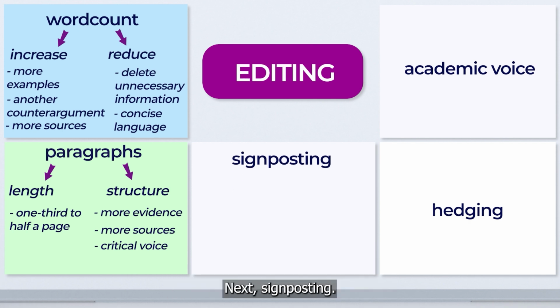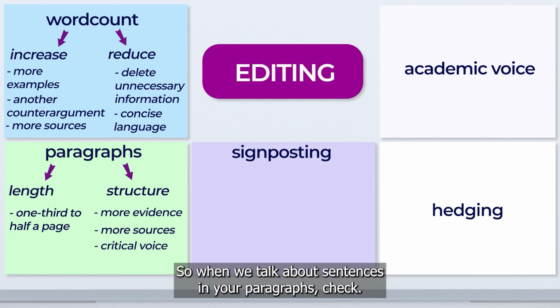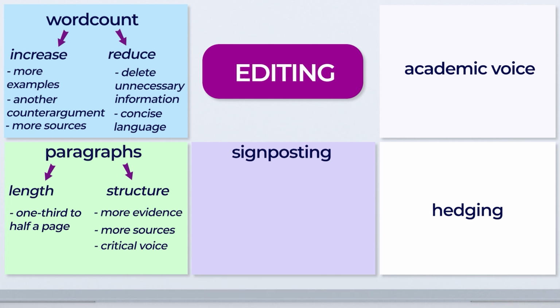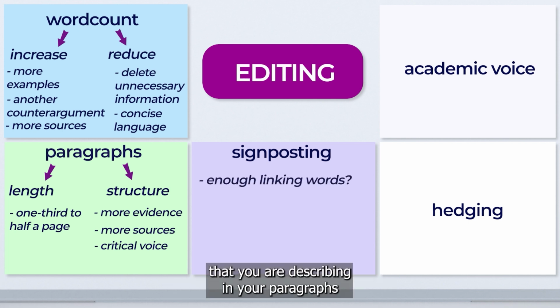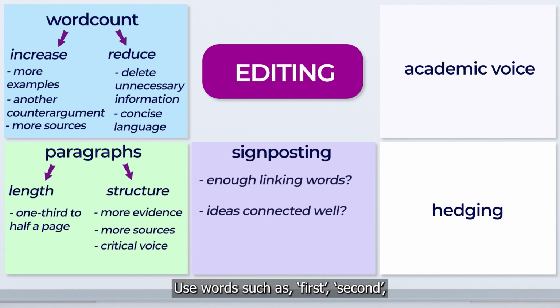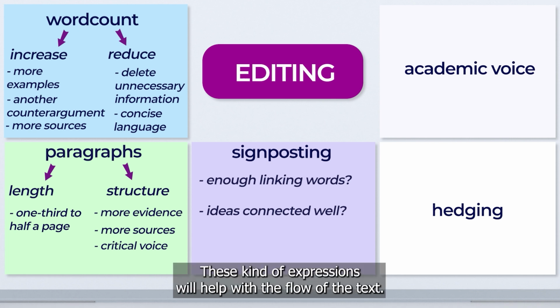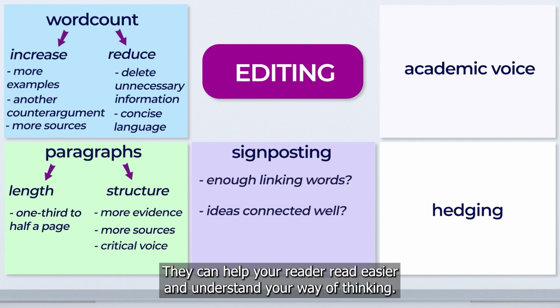Next, signposting. So when we talk about sentences in your paragraphs, check, do you have enough linking words? Are the ideas that you are describing in your paragraphs well connected? Use words such as first, second, moreover, in addition, as a result, hence, or therefore. These kind of expressions will help with the flow of the text. They can help your reader read easier and understand your way of thinking.